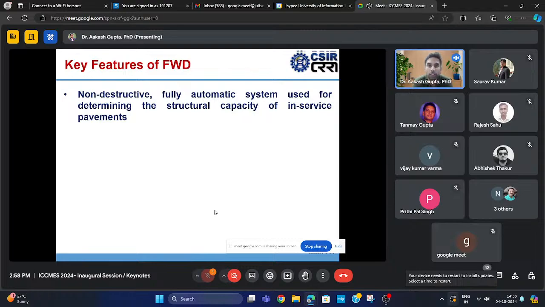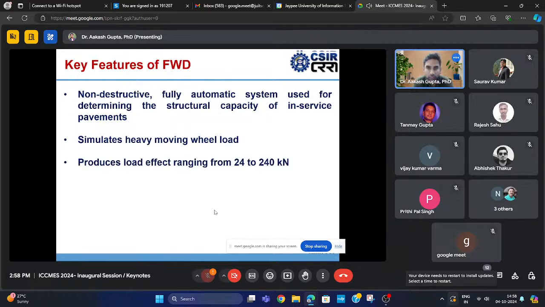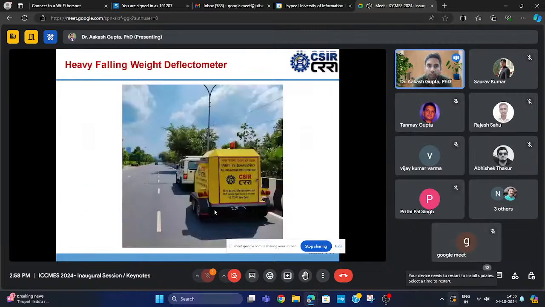It is non-destructive in nature and a fully automatic system, used for determining the structural capacity of in-service pavements, and it simulates the heavy moving wheel load. It produces load effect ranging from 24 to 240 kilonewton. The one we have is basically our heavy weight deflectometer, where the load capacity is up to 240 kilonewton or sometimes 300 kilonewton. Many such deflectometers are coming nowadays with load capacity up to 300 kilonewton.